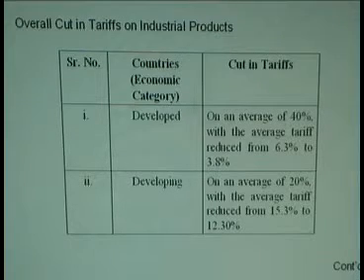So this would be an interesting slide which gives you overall cuts on industrial products. Developed countries cut on an average of 40%, with the average tariff reduced from 6.3 to 3.8%. And developing countries cut on an average of 20%, with the average tariff reduced from 15.3% to 12.30%. So you can see the difference, the major chunk was reduced by the developed countries rather than the developing countries. Next. On the reduction, on average the reduction was 40%, but if you go by the figures it was from 6.3 to 3.8. Next.